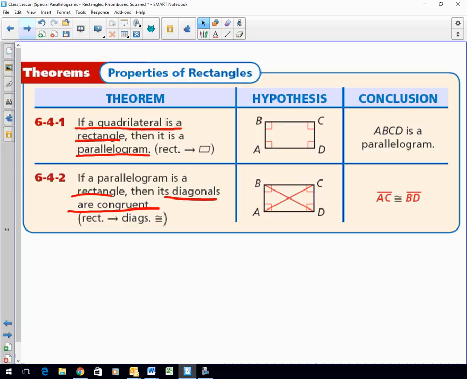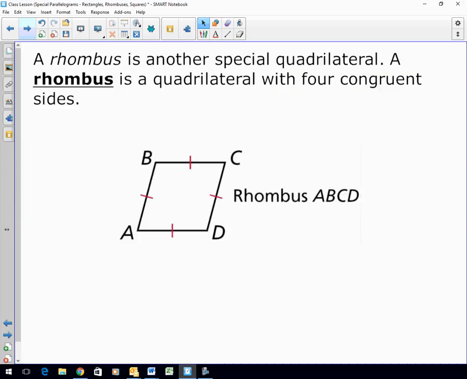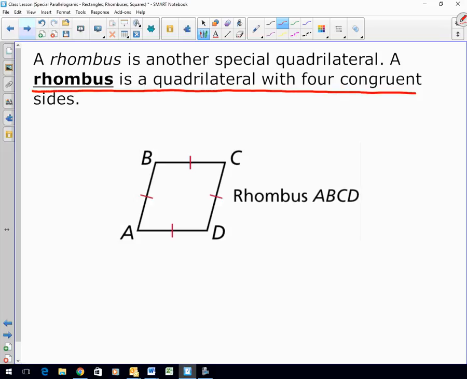All right. We also need to talk about rhombus. A rhombus is just a quadrilateral with 4 congruent sides. Rectangle, 4 right angles. Rhombus, 4 congruent sides. You'll find properties that go with a rhombus end up being a little bit more difficult to recognize than properties that go with a rectangle.